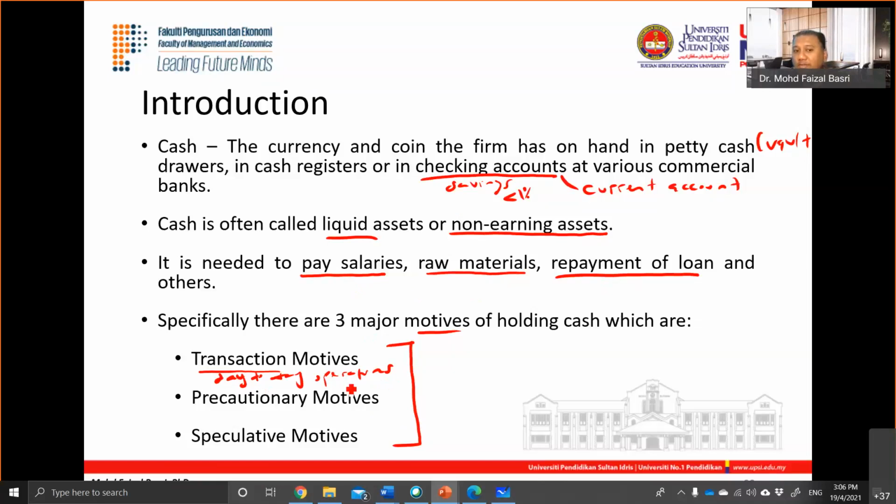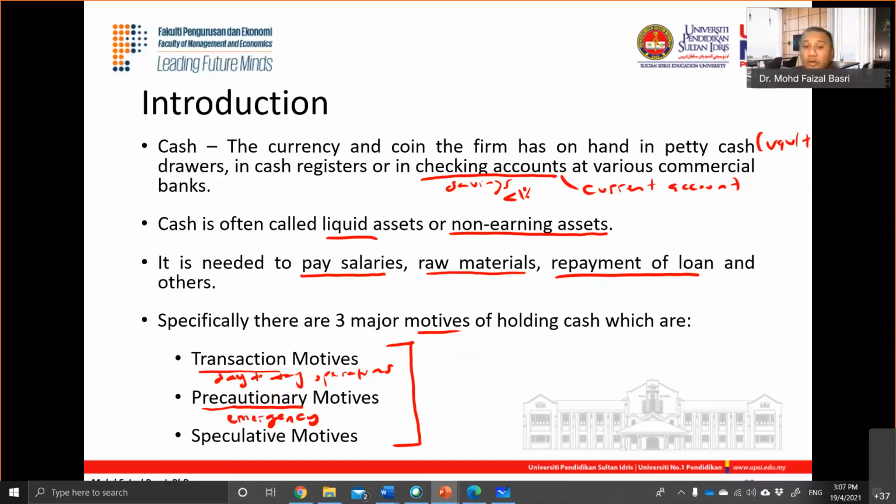Okay, you can't always be in debt, you can't always buy on credit. So therefore, they need to have this sort of cash for transaction motives. Second, for precautionary. Precautionary means for emergency. Okay, similar to us individuals. Sometimes we keep a certain amount of money in our savings account or somewhere else, just in case for rainy days in the future.